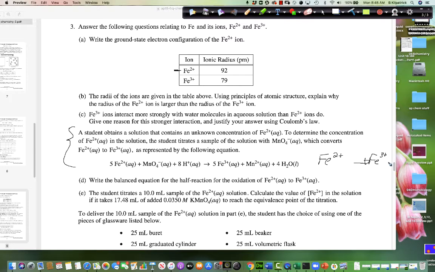The only thing I need to do now is balance my charge by adding electrons to the more positive side. I've got a positive 3 on this side, positive 2, so I'm going to add an electron over here. Remember, you add the electrons to the more positive side to make them equal to each other. So a positive 3, negative 1 gives me a positive 2. That's all you have to do for that.